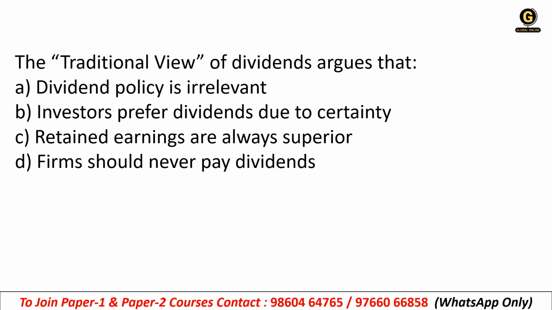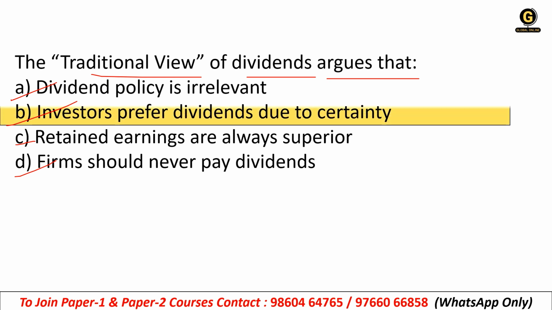The traditional view of a dividend argues that A. Dividend policy is irrelevant. B. Investors prefer dividend due to certainty. C. Retained earnings are always superior. And D. Firms should never pay dividend. Okay, so right answer is option B. Investors prefer dividends due to certainty.